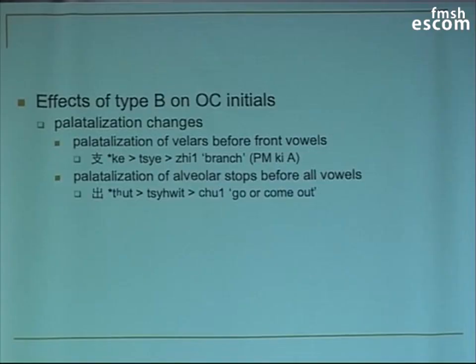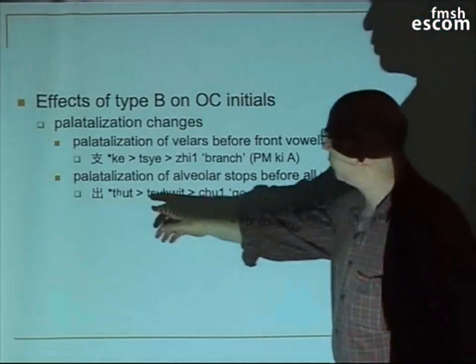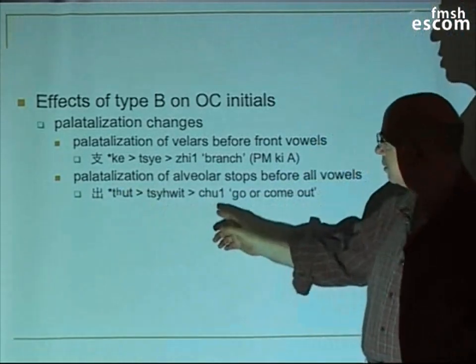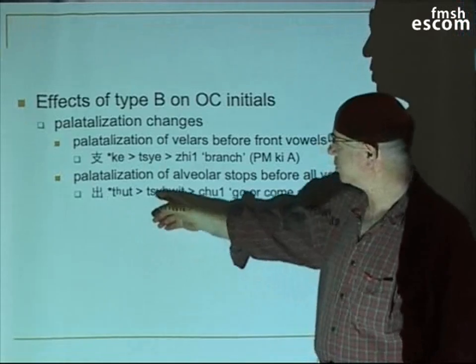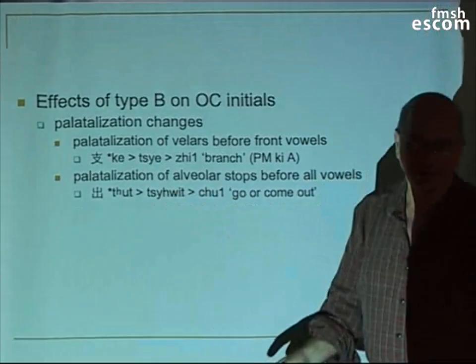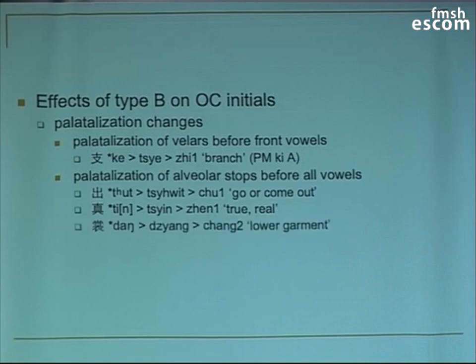Example is true, to come out or go out. That's palatalization before a back vowel, and why do you get palatalization before a back vowel? Well, that's Old Chinese. By the time of Middle Chinese, a medial glide had occurred here, and it's the medial glide that produced that hindering of the vocalization. Palatalization preceding a front vowel occurs for the same reason, the appearance of a medial glide, because type A does not palatalize.